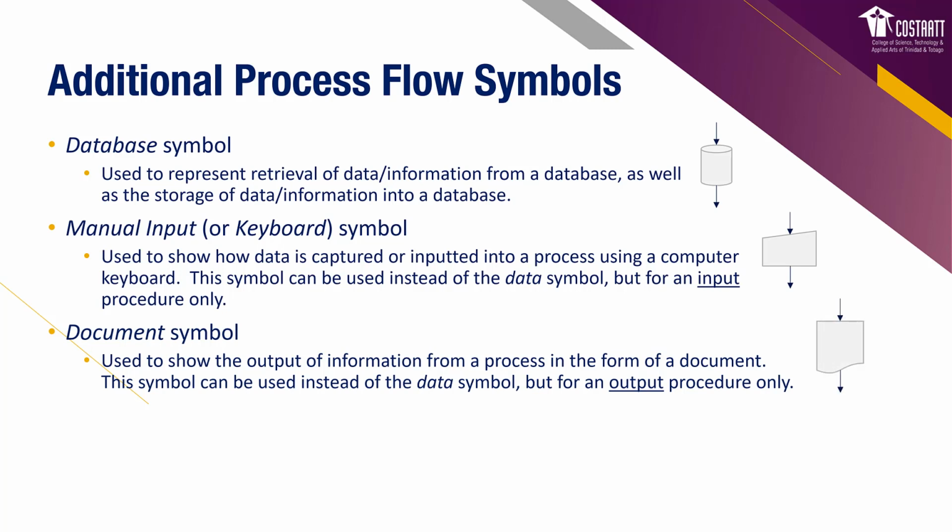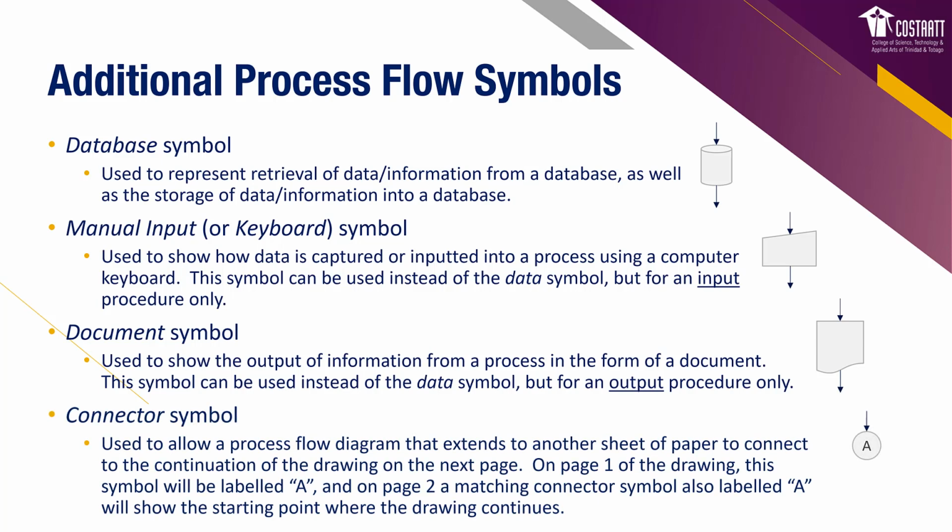Next, we have the document symbol. The document symbol is used to show the output of information from a process. Well, obviously in the form of a document. This symbol can be used instead of the data symbol, but again, only for the output procedure. Remember, the data symbol is used for both input and output. Either one is right. You're not going to lose any marks. But you can potentially lose marks with the manual input or the document symbol if you use the wrong one in the wrong situation. Okay, because the manual input is purely for input and the document is purely for output.